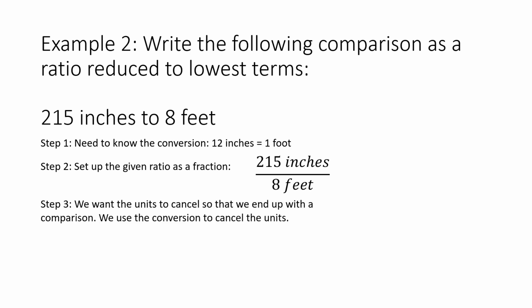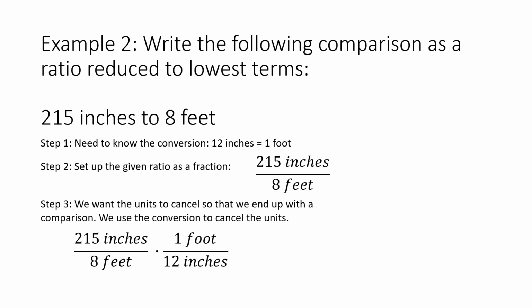And then step 3, we want the units to cancel so that we end up with a comparison at the end. So we're going to use our conversion to cancel units. This is how I'm going to set it up. 215 inches over 8 feet, and then since I want my feet and my inches to cancel, I'm going to put my 1 foot on top of my second fraction, and I'm going to put my 12 inches on the bottom of my second fraction. And then when you do that, your units will cancel.